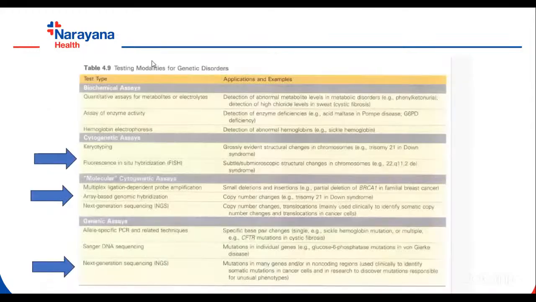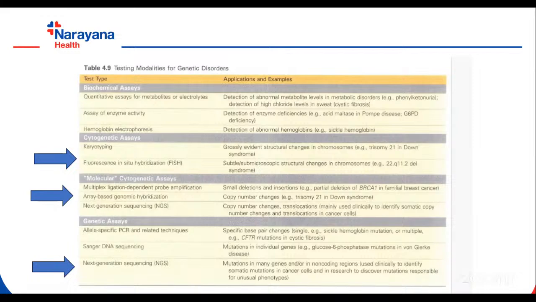So, these are the various testing modalities for a genetic disorder. The commonly done ones are karyotyping, which gives you a structural change in a chromosome, and fluorescent in situ hybridization, which is commonly done on bone marrow aspiration and paraffin histopathology blocks. This gives you subtle submicroscopic structural changes which could be missed on karyotyping, in an enhanced manner on fluorescent in situ hybridization.